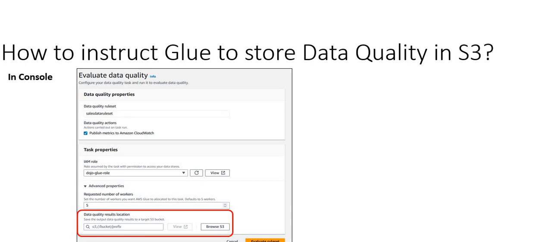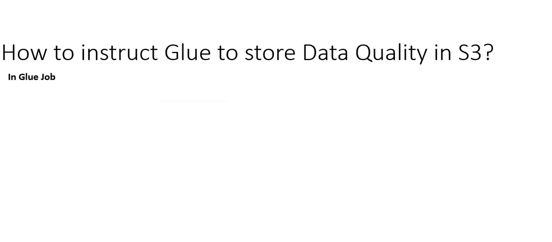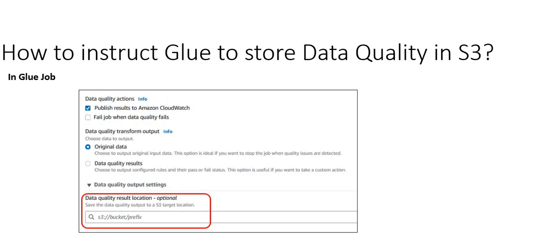report or assessment. If you're trying to run it in a Glue job, then you use the data quality evaluation action in your Glue job when you're creating the ETL pipeline. There too you will find an optional field called data quality result location, where you can provide the S3 bucket location, which can then be used for storing your data quality assessment report.